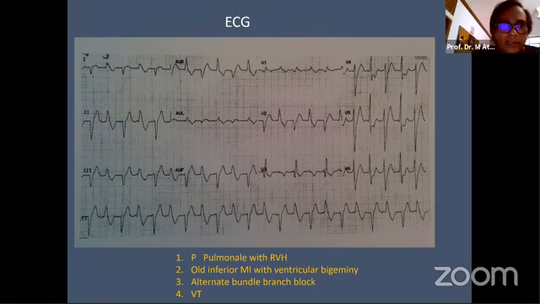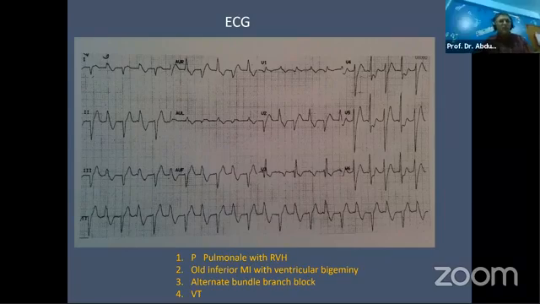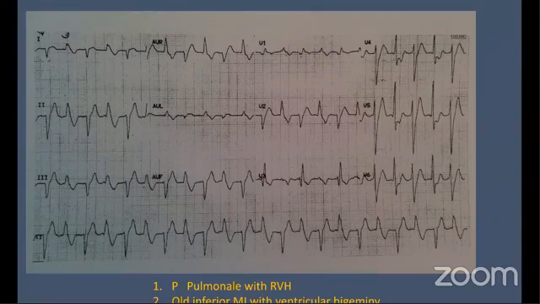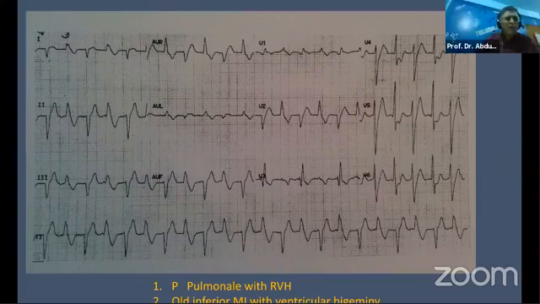Look at lead one. If there are two types of complexes, which one has the P wave in front of it? Exactly. The first complex has a very small P wave, and it's a negative complex. That means if it is a sinus wave, that is right axis deviation.